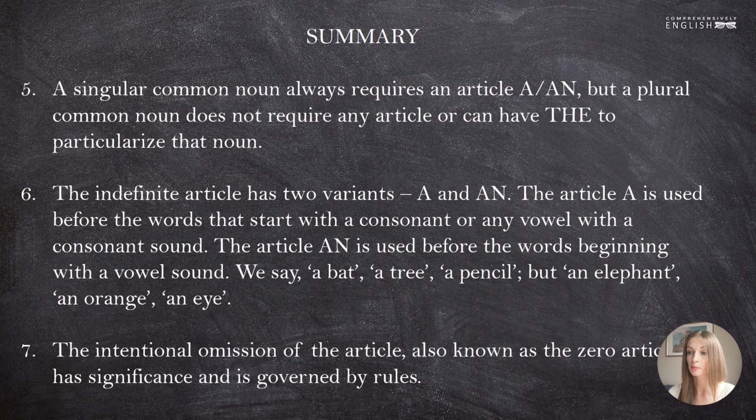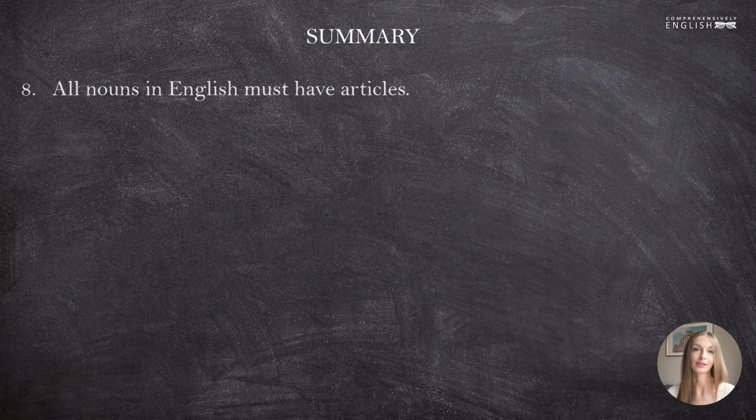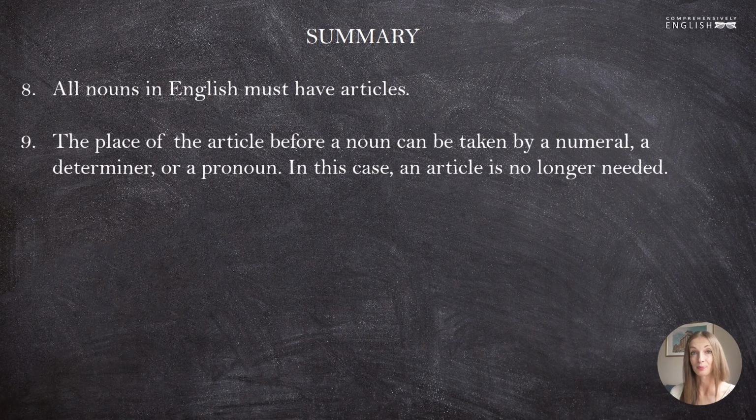The intentional omission of the article, also known as the zero article, has significance and is governed by rules. All nouns in English must have articles, and the place of the article before a noun can be taken by a numeral, a determiner, or a pronoun. In this case, an article is no longer needed.